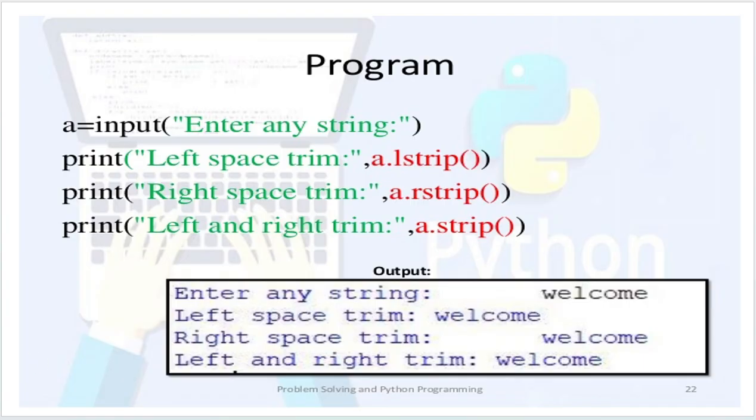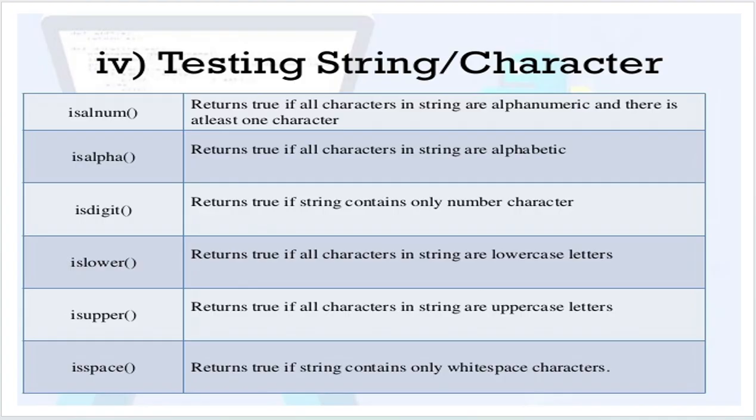Okay. Next, if you want to test whether the string contains characters, or digits, or lowercase or uppercase letters, there are many functions available here. There is isalnum, where alpha stands for alphabet and num means numbers. It will return the true value only if all the characters are alphanumeric, and it should contain at least one character, which means it can contain both alphabets as well as numbers, but at least it should contain one character.